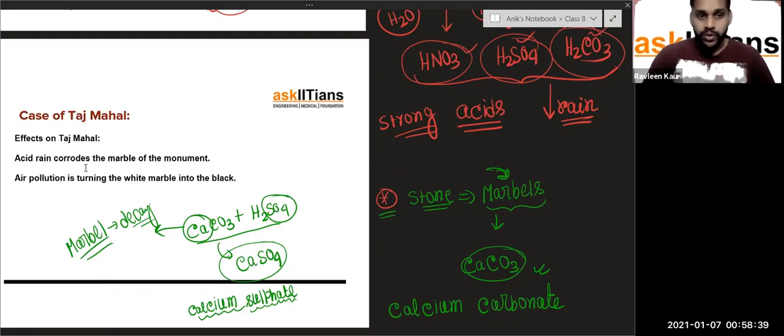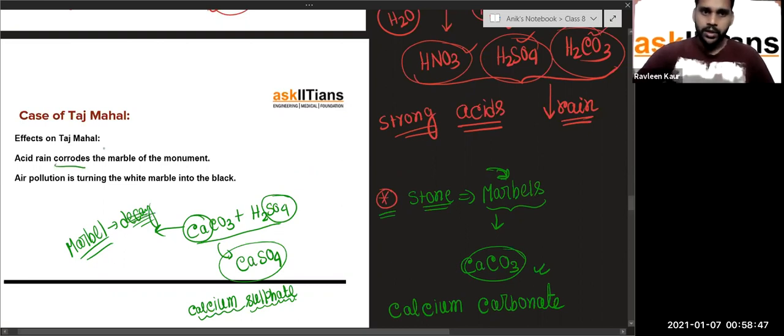Now you can see the acid rain corrodes. This is the main thing. Just forget about the word decay. Just remember this word: corrode. So acid rain corrodes the marble of the monument. From here, I just found out that I was writing it wrong all the time. Forget about it.